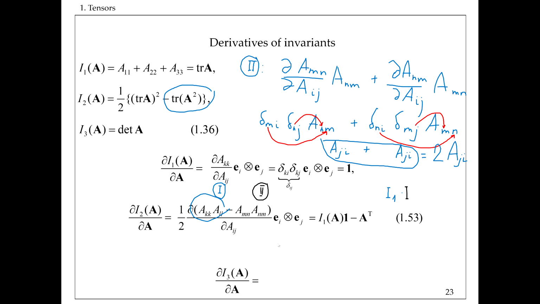Now, for the third invariant, we will take a little bit unexpected and different approach. Again, what is the third invariant? It's nothing but the determinant of A. So now that's where the problem comes from. How do we take the derivative? How do we write this in terms of the components? And how can we manipulate that? So that's what we will do next.